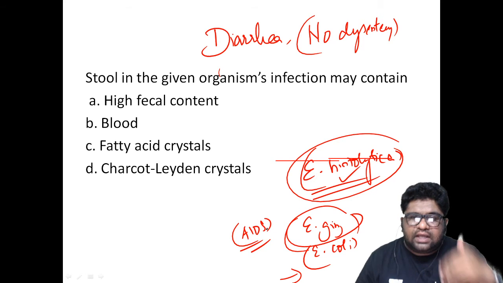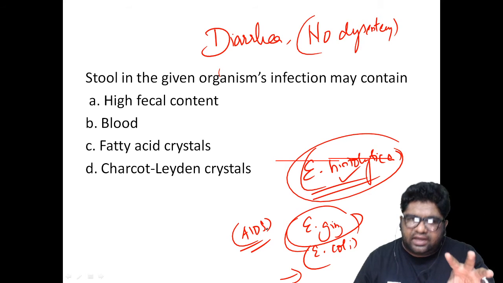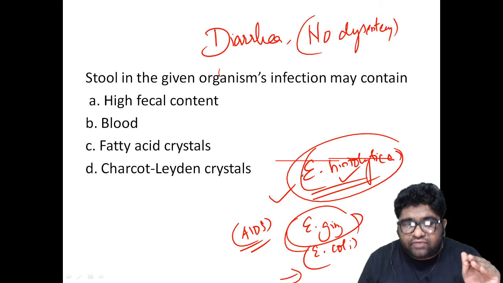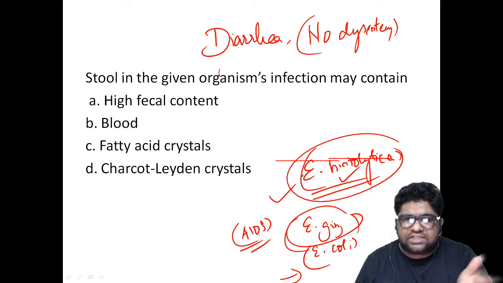Mark my words. Generally, if an organism is infecting you and you have HIV/AIDS, the ability of the organism to attack you will be much higher. But that is not the case with Entamoeba. Entamoeba attacks both HIV and non-HIV people with the same propensity and intensity.